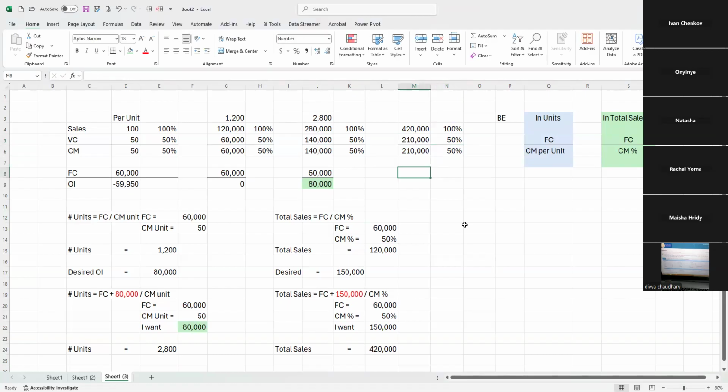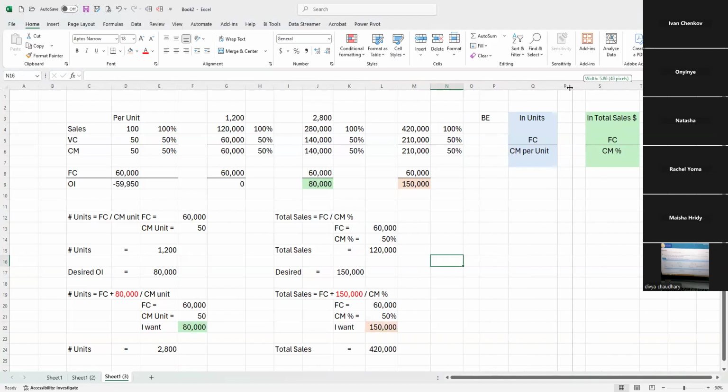Now the fixed costs are still the same. They're not changing, 60,000. How much is my operating income now? 210 minus 60, 150. Did we get what we wanted? Yes. So that means the formula works. Those two formulas will be the ones that you have to use.